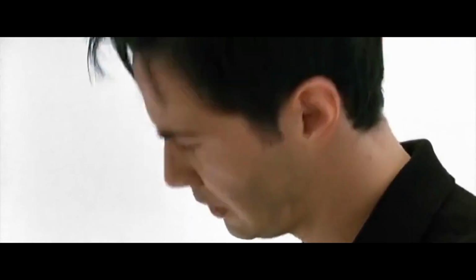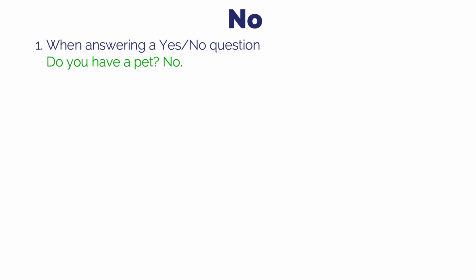No. The first occasion is quite simple, when we're answering a yes or no question. For example, do you have a pet? No. The more complete answer is no, I do not have a pet. So when we are making a full sentence, we use not, but the short answer is no.